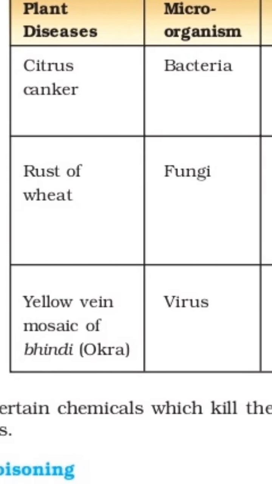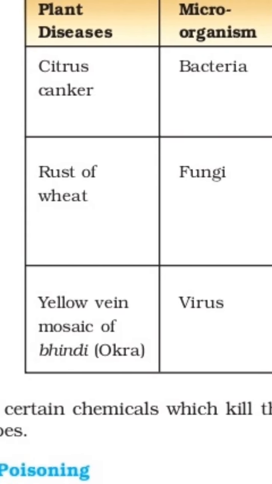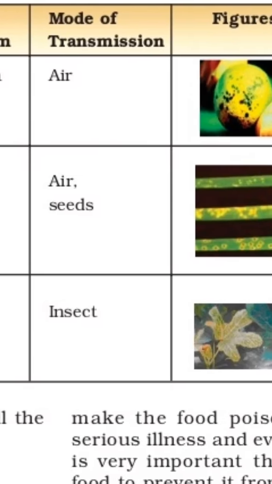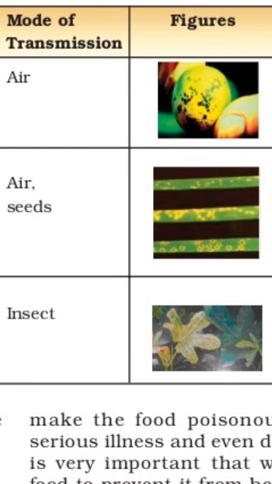Now the last one mentioned here is yellow vein mosaic of bhindi. Here the microorganism is a virus, the mode of transmission is through insects, and you can see the picture in which the leaf color changes.